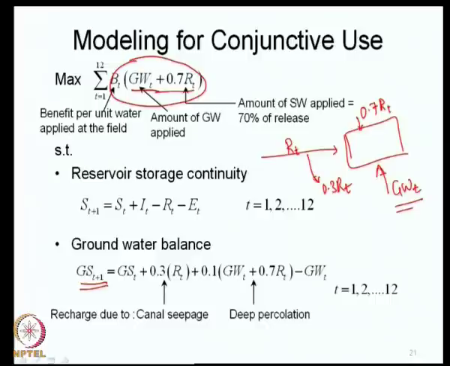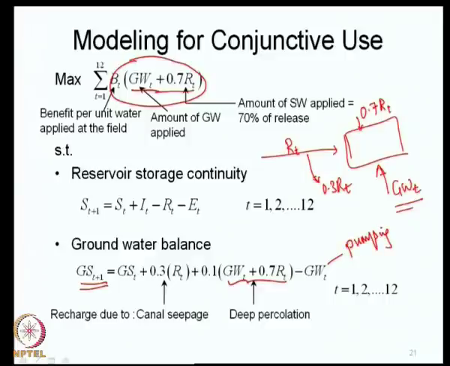We released RT from the reservoir, 0.3 of RT, that is 30% of RT comes as canal seepage, and that is the recharge. Then whatever is applied at the irrigated area, we applied GWT, which is the pumping from the groundwater, plus 70% of the release RT, and this is the total amount that is applied. 10% of that comes as recharge. So, that adds, and minus GWT. Now, this is the decision variable, GWT is the pumping.